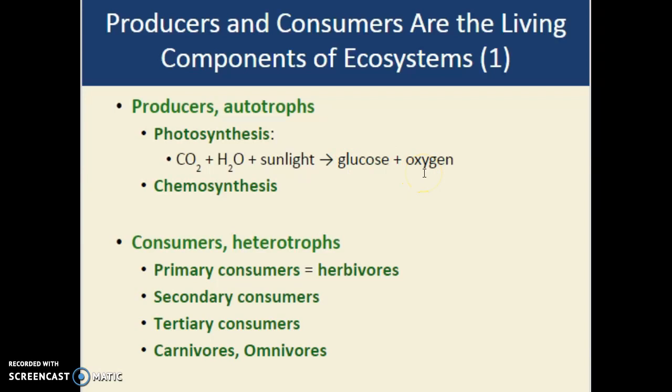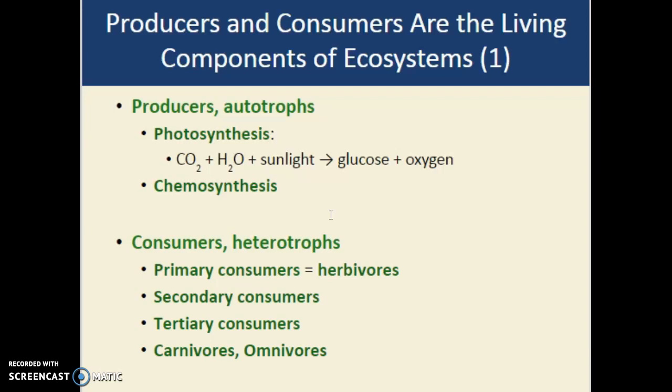But some producers use a process called chemosynthesis, where they take inputs of chemicals and chemical energy instead of sunlight, and they can produce glucose and oxygen. Those are often called extremophiles. There are definitely fewer of these organisms; there's less diversity amongst chemosynthesizers than there is photosynthesizers.